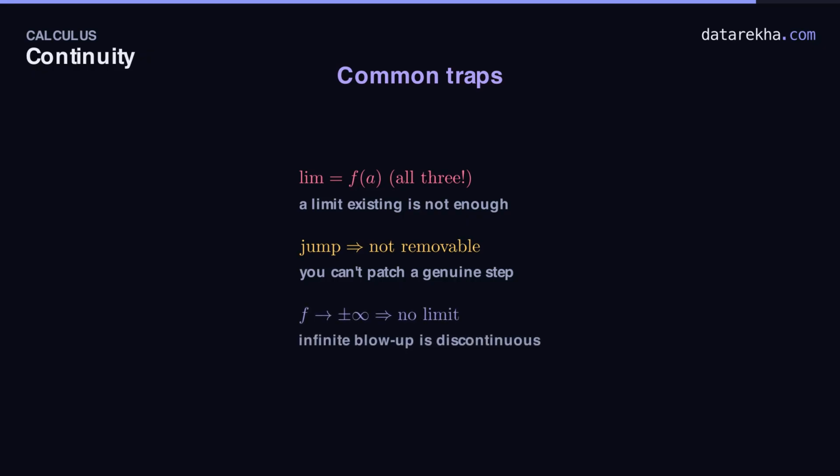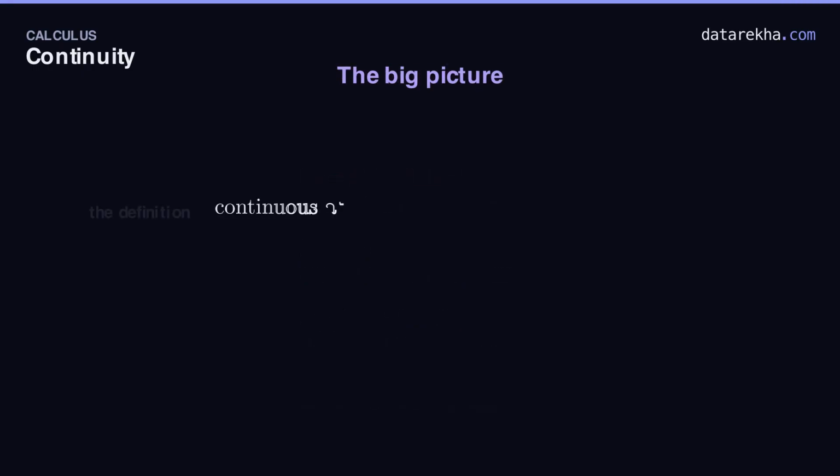Trap 3. Treating an infinite blowup as fine. If the function races off to infinity near a, the limit does not exist as a finite number. The function is discontinuous there. Full stop. And trap 4. Continuity at a single point is not the same as continuity on a whole interval. A function can be smooth at one spot, yet broken right next door. So always say where.